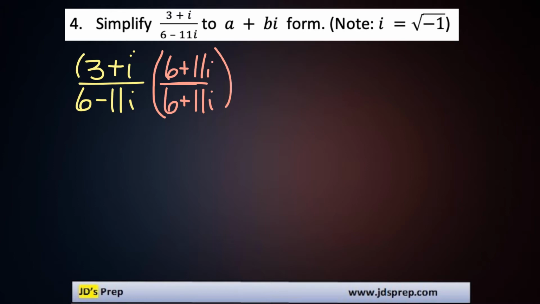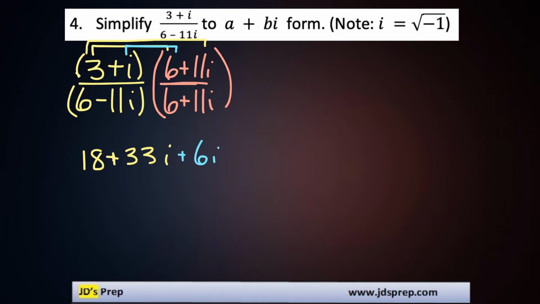Okay, so now we're going to expand both the numerator and the denominator here using FOIL. So in our numerator, our first term would be 18. I'm doing that by 3 times 6. And then 3 times 11i would be 33i. Next, we're going to do i times 6, which is positive 6i. And then i times 11i would be positive 11i squared.